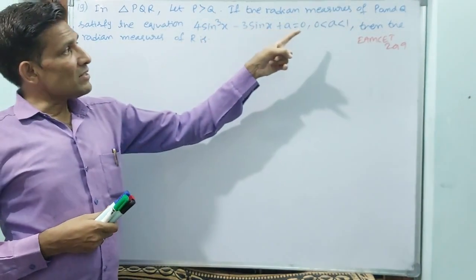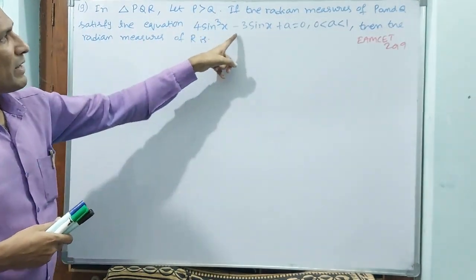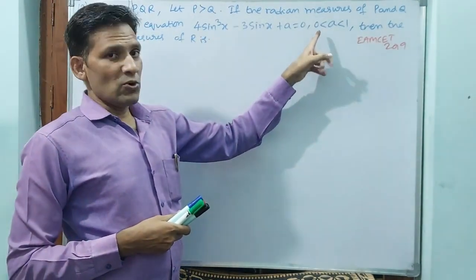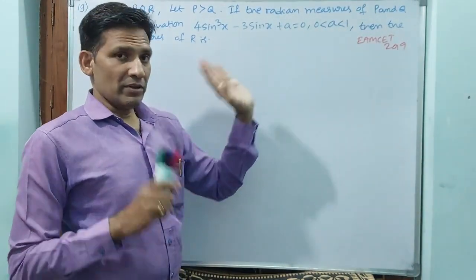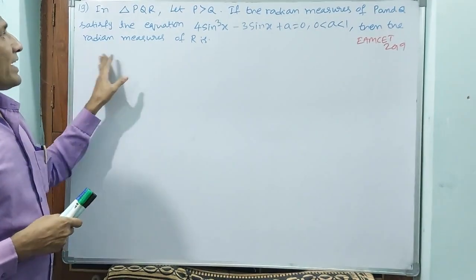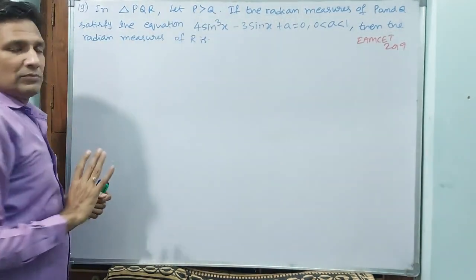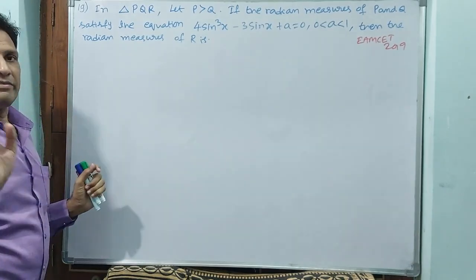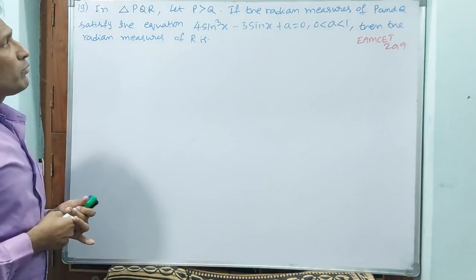If the radian measures of P and Q satisfy the equation 4 sin cube x minus 3 sin x plus a equal to 0, where a is greater than 0 but less than 1, then the radian measure of R is... See, they have not given any value. Among the three angles, they have not given any value. All three, we don't know.